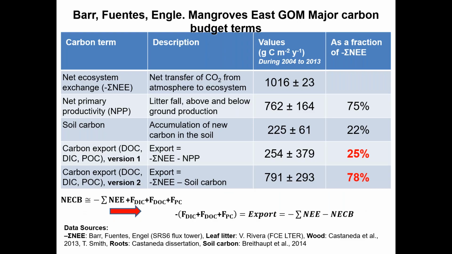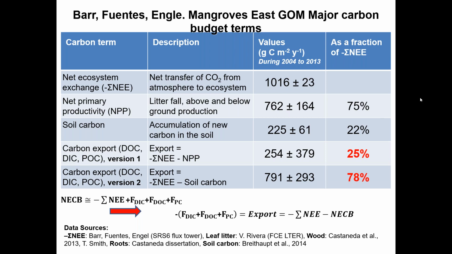There we go. So these were their numbers, and in general, the mangroves in the Everglades take from the atmosphere about 1,000 grams of carbon per meter square, of which they put 22% into the sediment, and the net primary productivity takes up 3/4 of that 1,000.